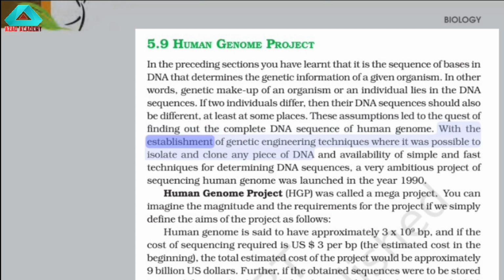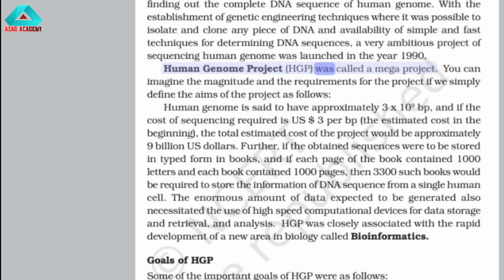With the establishment of genetic engineering techniques, where it was possible to isolate and clone any piece of DNA, and availability of simple and fast techniques for determining DNA sequences, a very ambitious project of sequencing the human genome was launched in the year 1990. The Human Genome Project, HGP, was called a mega project.